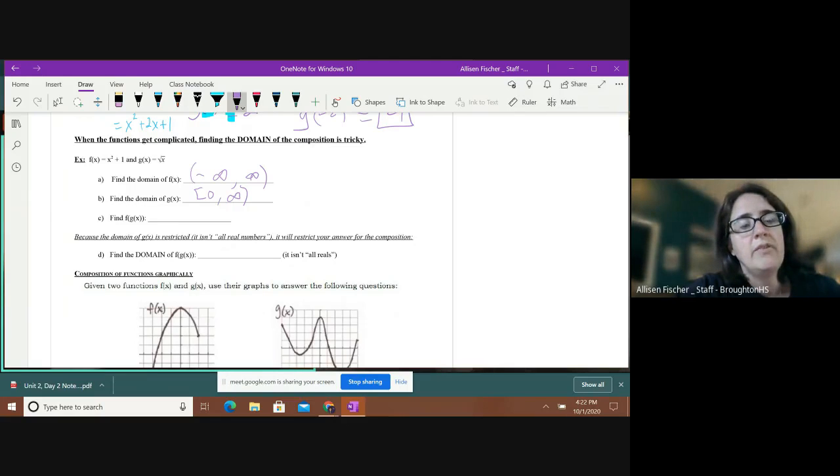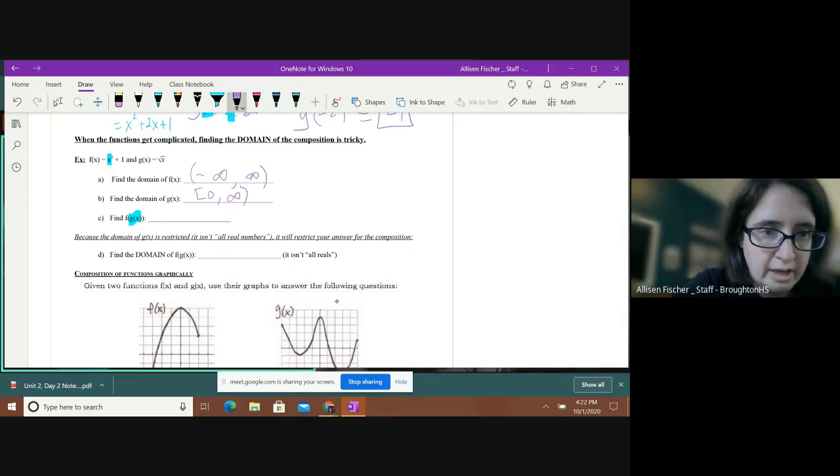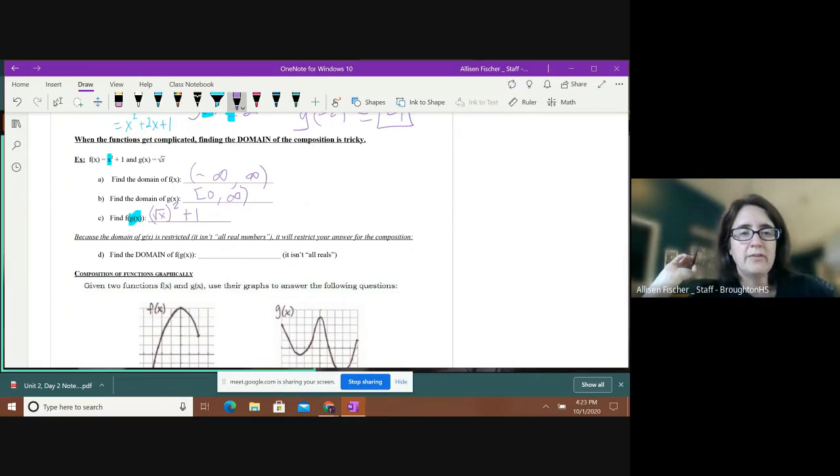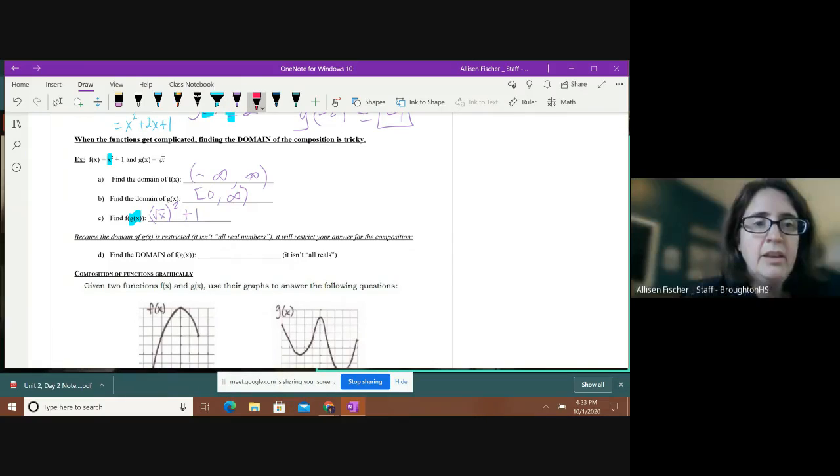All right, so if I ask you to find the composition f of g of x, that means we're going to take g of x, put that as the input in f, and then simplify. So that's going to look like the square root of x squared plus 1. The tricky part is when I simplify that, what happens to the square root and the squared? They equal x. They're inverses of each other and they cancel each other out. So if I simplify that, I just get x plus 1.